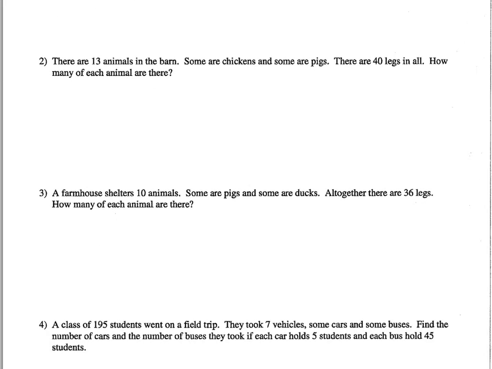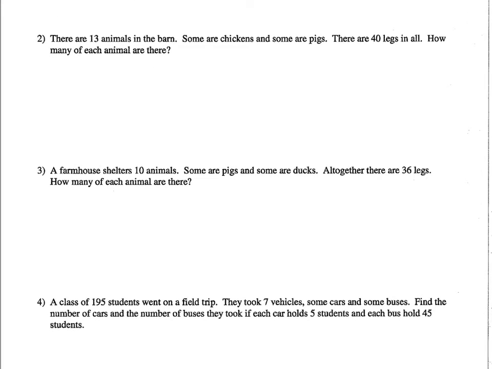Okay, so I'm going to start on number 2. Remember, you have to write 2 equations for each of these. It says there are 13 animals in the barn. Some are chickens and some are pigs. There are 40 legs in all. How many of each animal are there? And so you need to analyze the information you have. You have 13 animals in the barn and there are 40 legs in all.